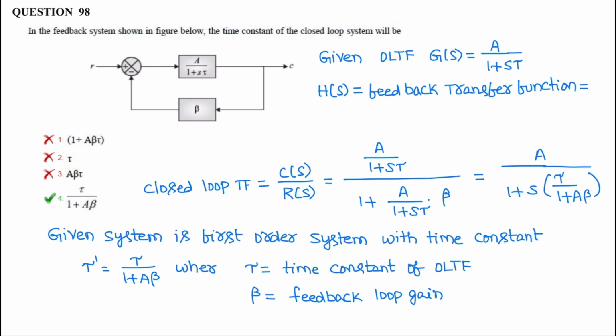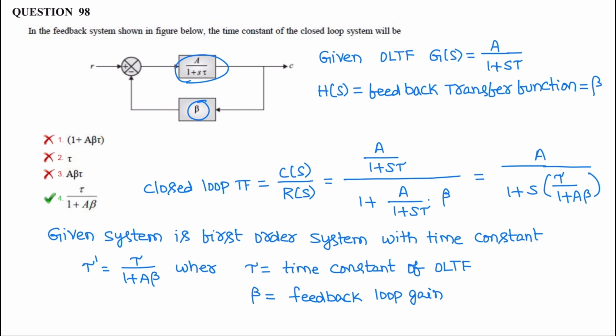Question number 95. In the feedback system shown in the figure below, the time constant of closed loop system will be. So given open loop transfer function g of s is a by 1 plus s tau, and h of s feedback transfer function is given as beta. Now the closed loop transfer function is c of s by r of s is g of s by 1 plus g of s h of s. G of s is a by 1 plus s tau, 1 plus a by 1 plus s tau into beta. On solving, we will have a by 1 plus s tau by 1 plus a beta.